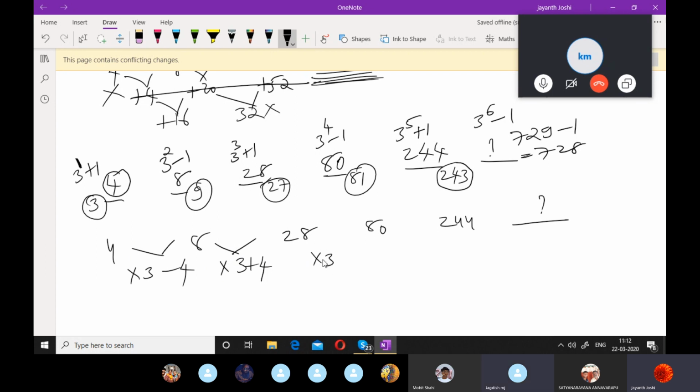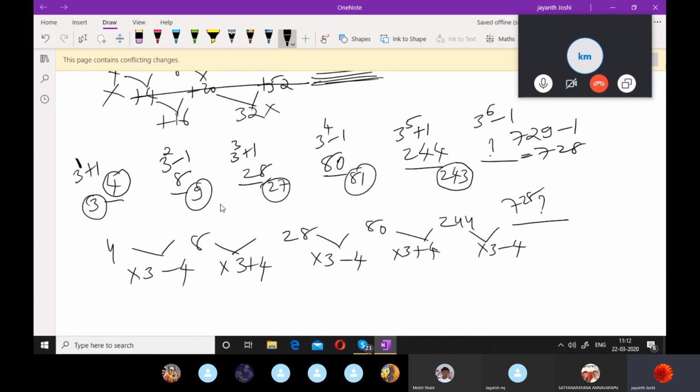28 threes are how much? 84. 84 minus 4, 80. 80 threes are 240. 240 plus 4, 244. 244 threes are 732. 732 minus 4, 728.